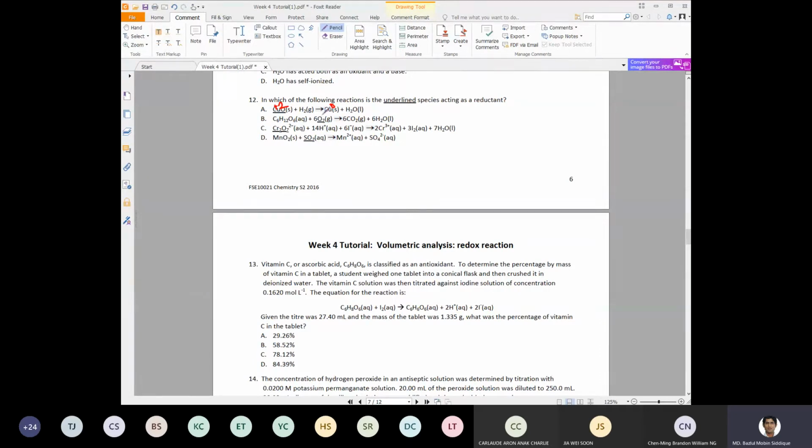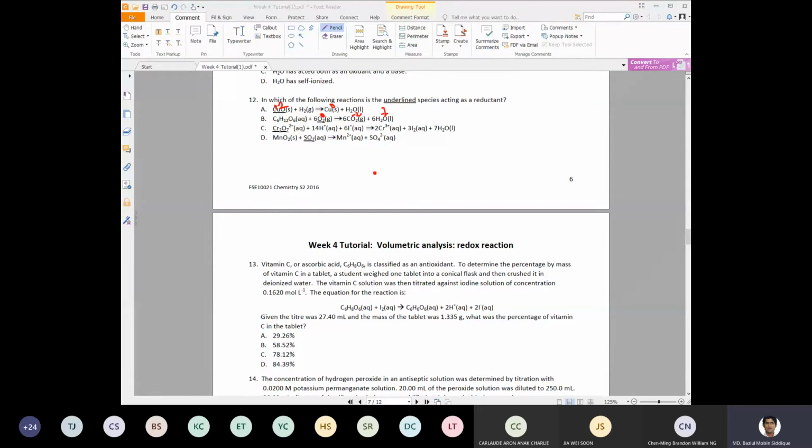And oxygen was 0 here, but in this case it becomes negative 2. So oxygen gained the electron. Since it gained the electron, it is undergoing reduction, so it is an oxidant. The same thing applies to chromium, if you try and see.